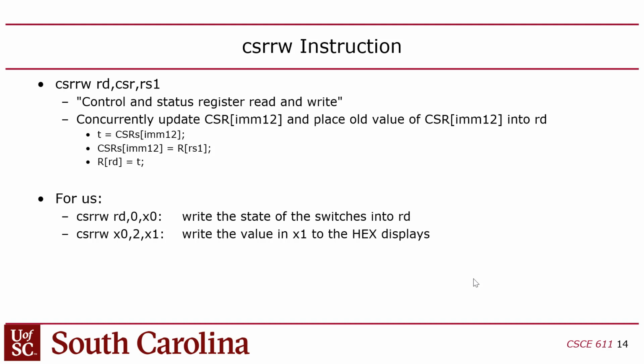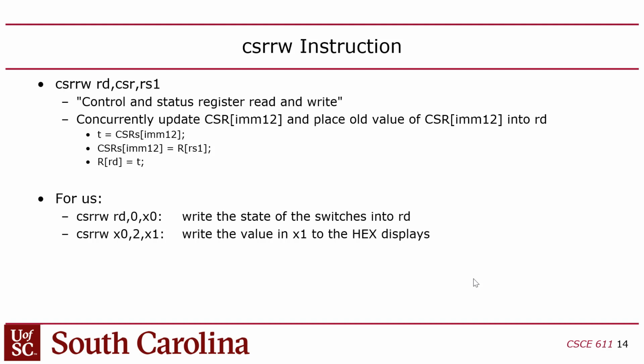Switches. Switch values, the switch on the board, right? So we're going to read the switches for I/O 0, and we're going to write the hex displays on I/O 2. So either way, you're going to use the CSRRW instruction. The CSR register, which will be 0 or 2, is always the second operand there in the assembly code. And then RD would only be used if you're reading the switches, right? And RS would be a don't care in that case, right?